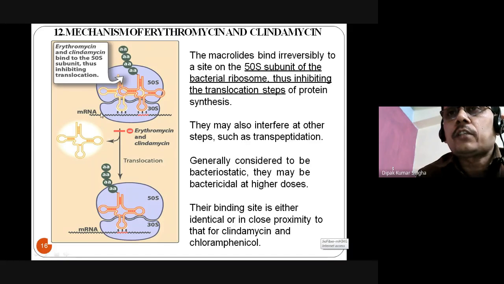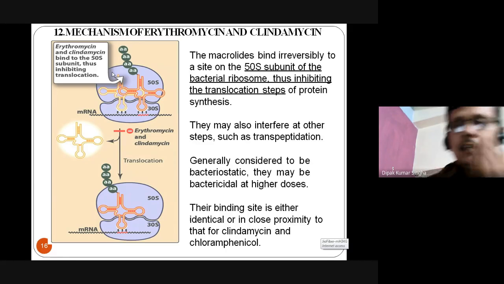What is translocation? This clindamycin 50S, that's why translocation process which occurs in the 50S ribosome, other is occurred in the 30S ribosome. Here is the 50S, meaning when the initial phase happens in case of 30S, the next complete portion happens, meaning the final portion is the 50S.